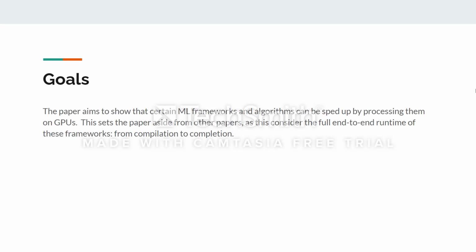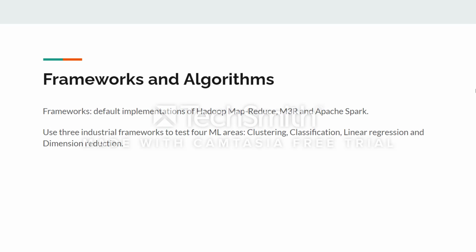So we want to show that machine learning frameworks and algorithms can be sped up by running them on GPUs. What sets the paper aside from other papers in this area is that other papers haven't considered the full end-to-end runtime of the frameworks, while this paper does. So this paper will look at taking the memory from the CPU and downloading it onto the GPUs, and the time that takes and what kind of impact that also has on the algorithm, which other papers haven't really looked at. This also comes with some challenges which other papers haven't looked at, which will be discussed later on.